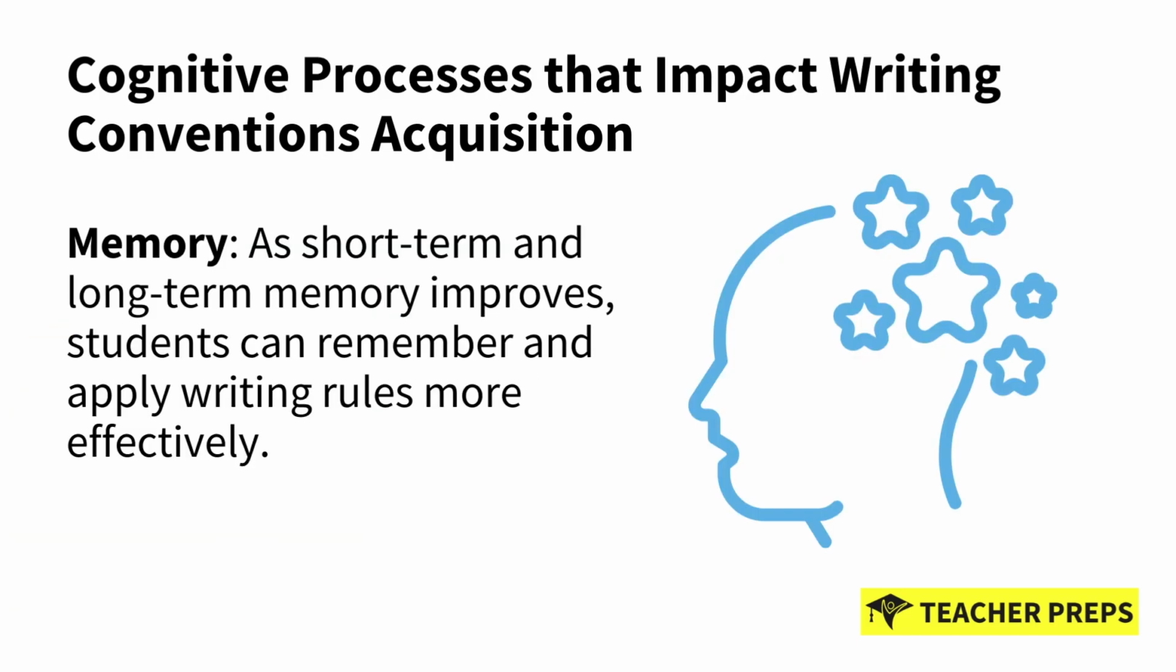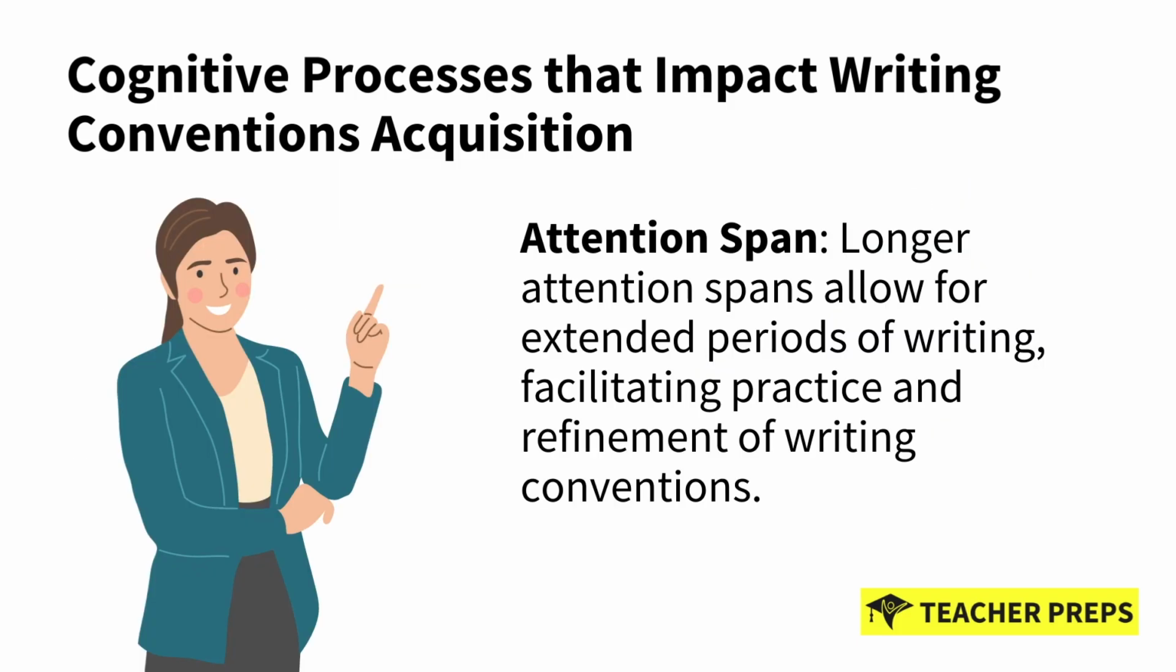First, a cognitive process that impacts writing convention acquisition is memory. As short term and long term memory improves, students can remember and apply writing rules more effectively. Second is attention span. Longer attention spans allow for extended periods of writing, facilitating practice and refinement of writing conventions.